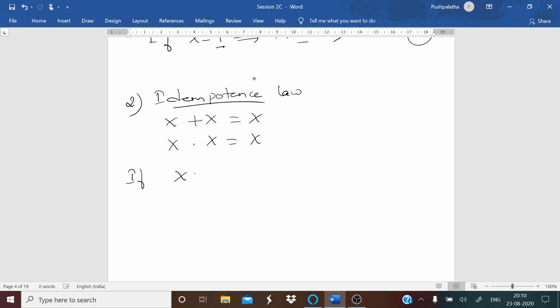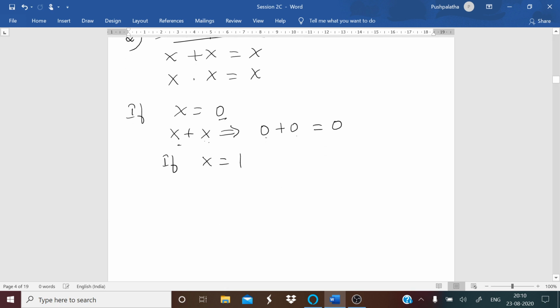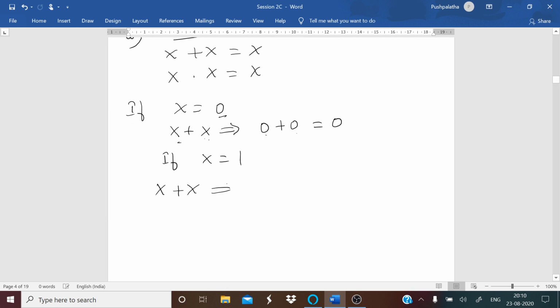So if x is equal to 0, what happens? Let us show in the next line. If x is equal to 0, x plus x becomes 0 plus 0. You are substituting the value of 0 in these places. So 0 plus 0 is 0. x plus x is x, so x is 0, the output is also 0. Then if x is equal to 1, x plus x becomes 1 plus 1, which is again 1. So x plus x remains the same as x.